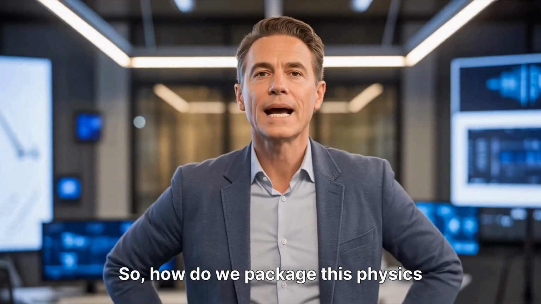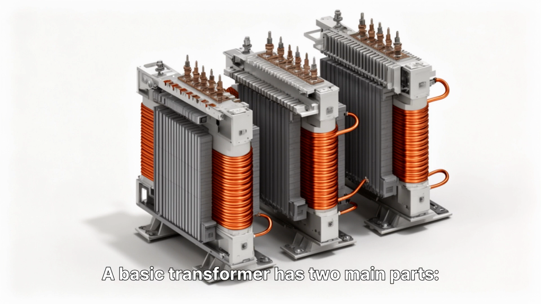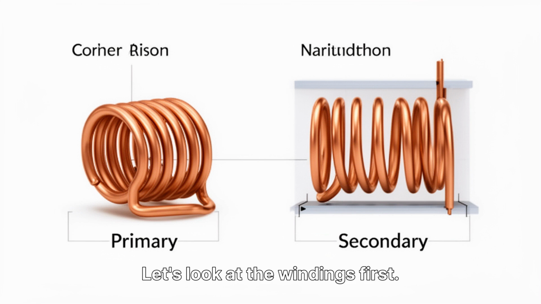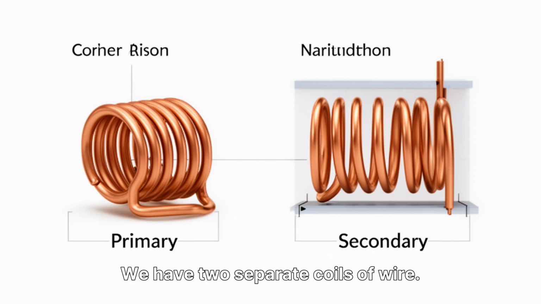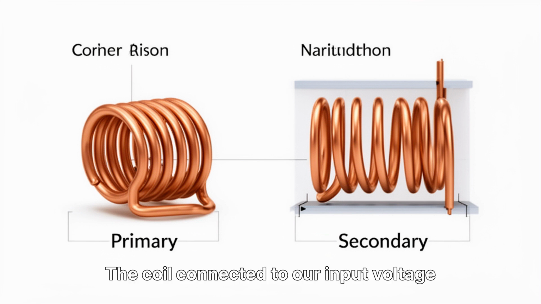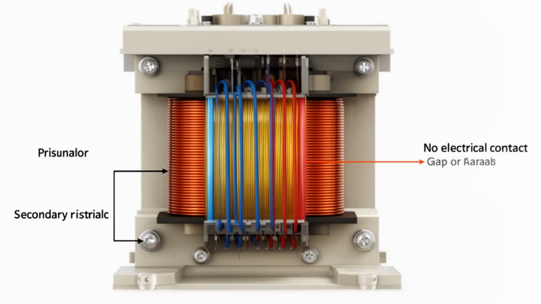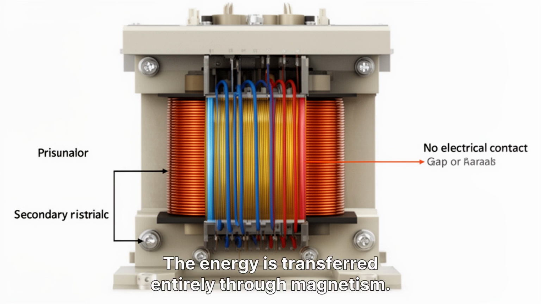So, how do we package this physics into a machine? A basic transformer has two main parts, the magnetic core and the windings, or coils. Let's look at the windings first. We have two separate coils of wire. The coil connected to our input voltage source is called the primary winding. The coil connected to our load is the secondary winding. Crucially, these two coils do not touch electrically. There is no wire connecting the input to the output. The energy is transferred entirely through magnetism.